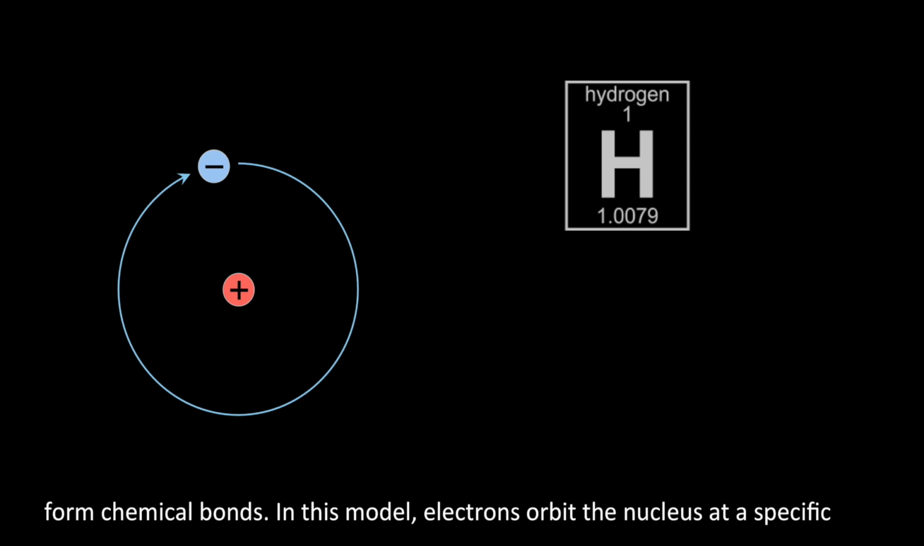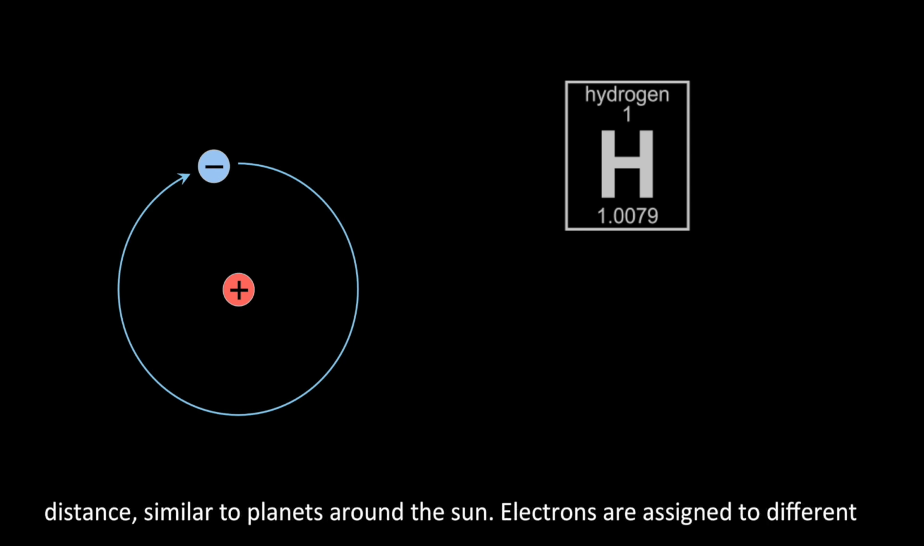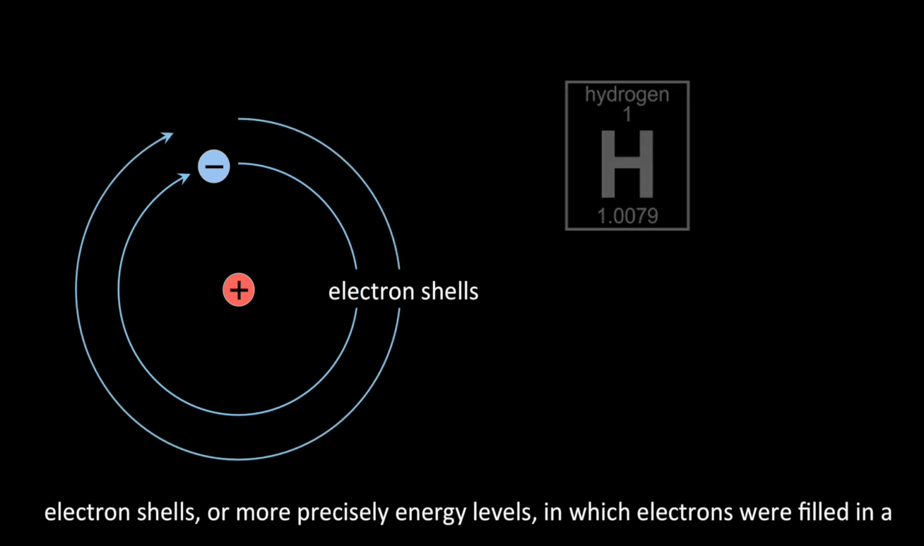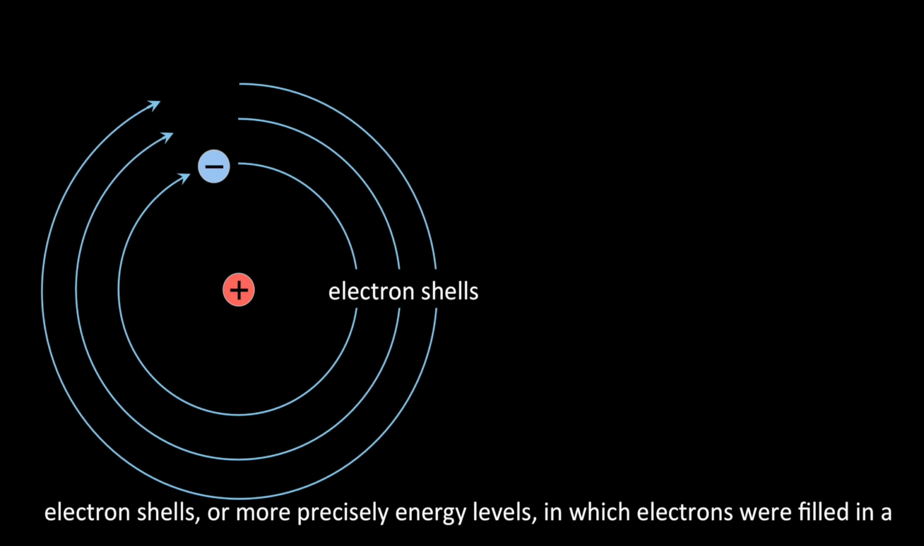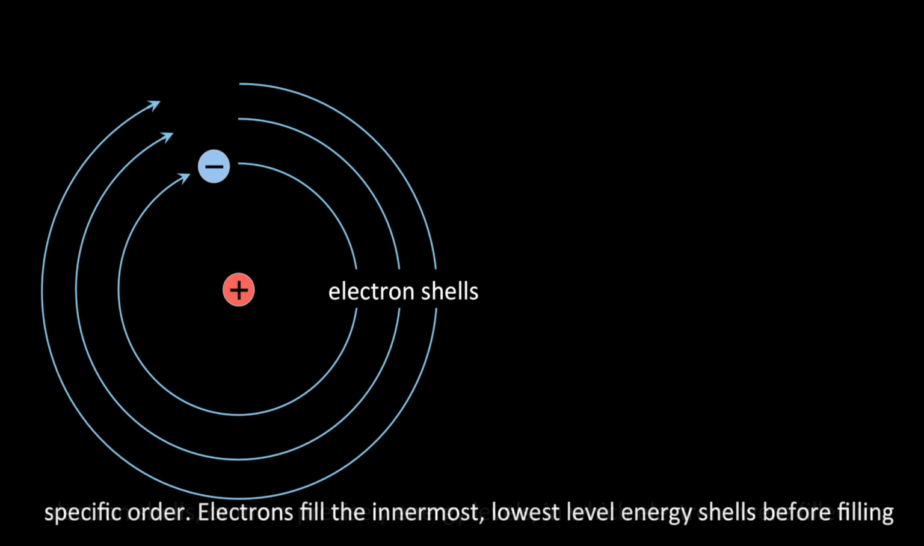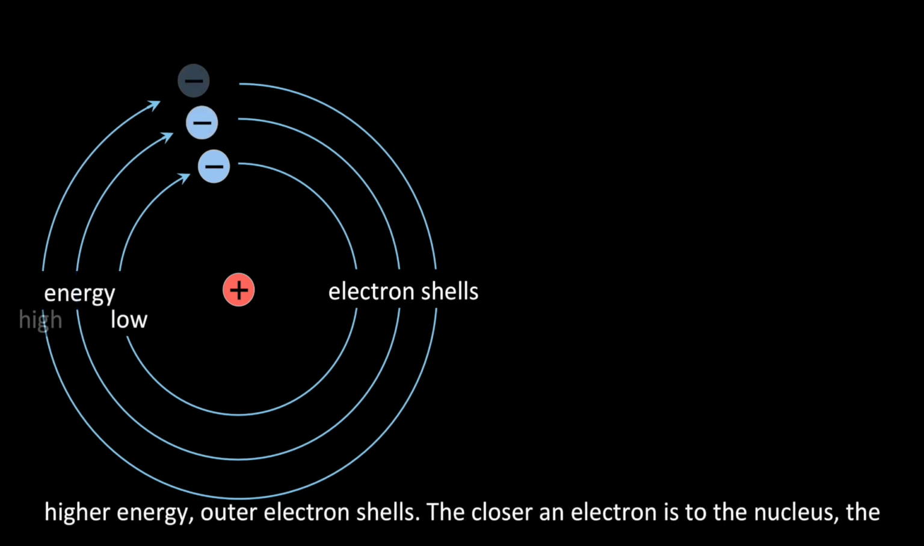In this model, electrons orbit the nucleus at a specific distance, similar to planets around a sun. Electrons are assigned to different electron shells, or more precisely, energy levels, in which electrons are filled in a specific order. Electrons fill the innermost, lowest level energy shells before filling higher energy outer electron shells.